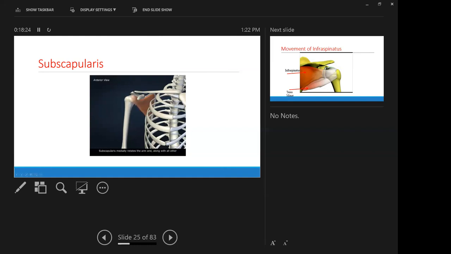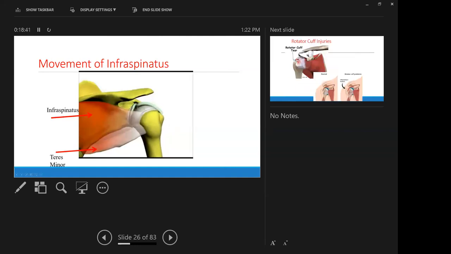So we have a tremendous range of motion here because these muscles don't operate individually, they operate together. And so you can have any kind of motion you want using all four of these muscles together. First, there's our infraspinatus and our teres minor working together now to rotate the arm like this, rotate the humerus like this.